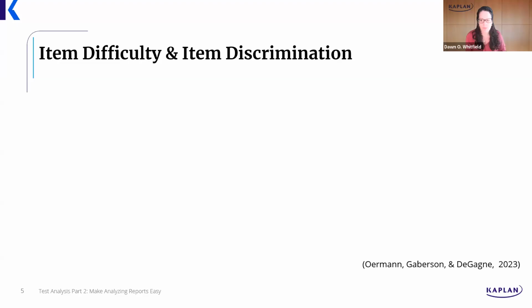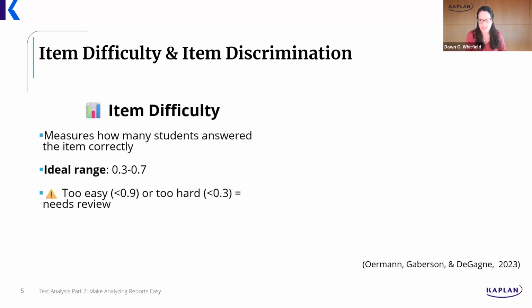To reinforce what's been shared in previous sessions, item difficulty tells us the proportion of students who answered a test item correctly. It's not a measure of how difficult we think the question is. It's based on the performance data. A value of 1.0 means every student got it right, while 0 means no one did. We aim for items with a difficulty index between 0.3 and 0.7. If a value is above 0.9, the item may be too easy and not useful for assessment. If it's below 0.3, it might be too difficult or might be poorly worded or misleading.